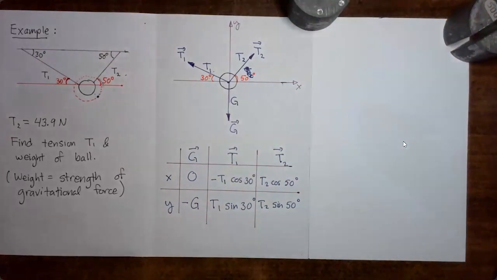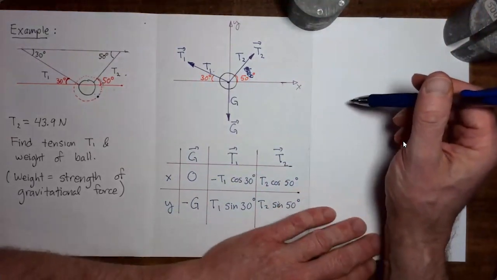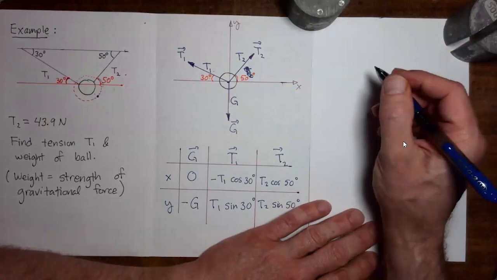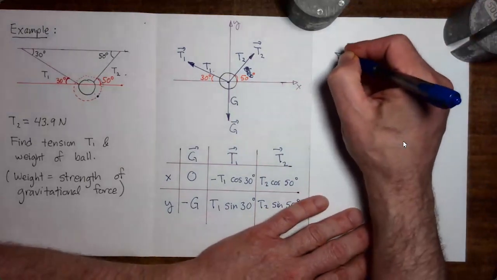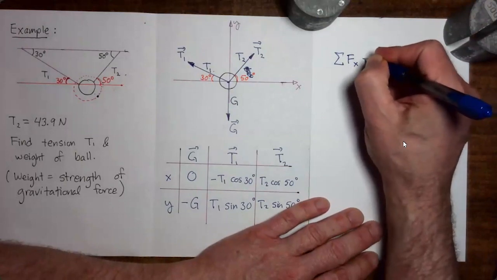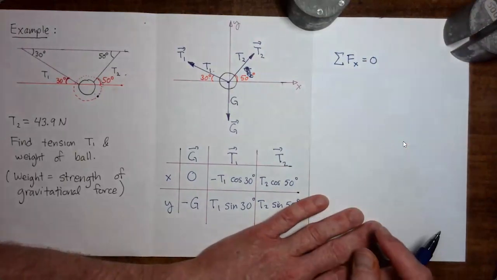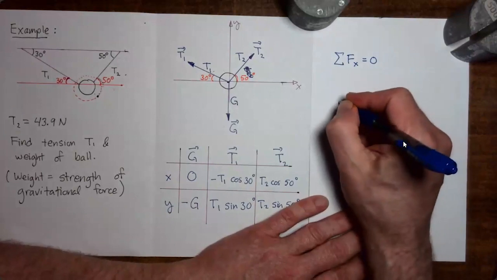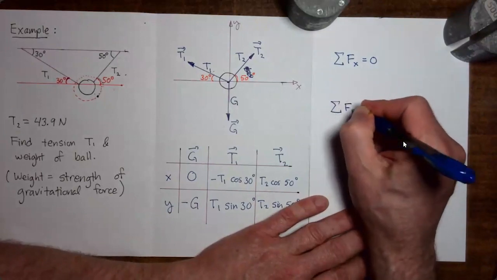So the first condition of equilibrium says that if an object is not moving or moves in a straight line at constant speed, then the vector sum of all forces acting on the object is 0, which means in particular, the sum of the X components of the forces is 0, and the sum of the Y components of the forces is 0.